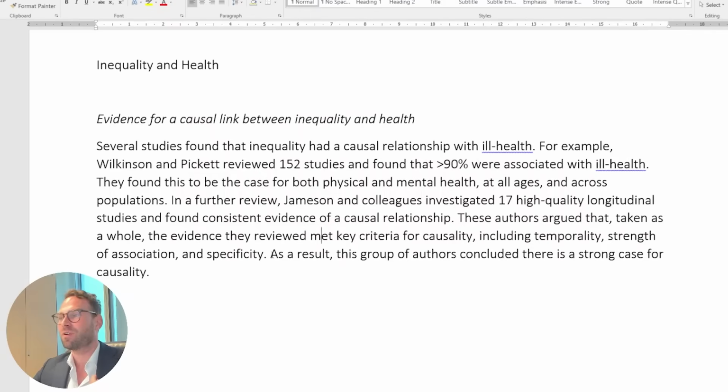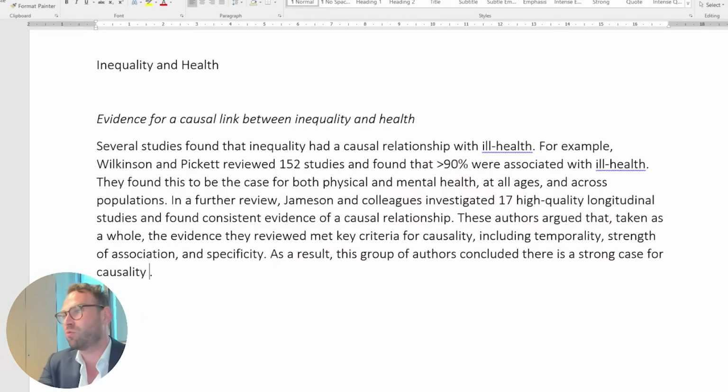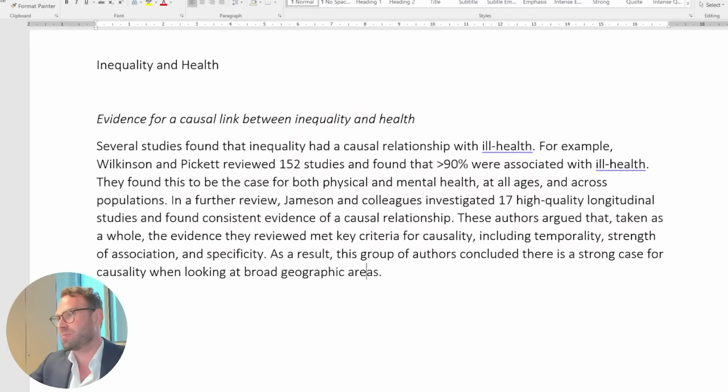Then finally, you're going to have a repeating or linking point, the R in PEER, which is, again, coming back to your conclusion that these authors concluded there's a strong case for causality. You may even refine your statement saying that for causality when looking at broad geographic areas. And I clearly can't spell. So this is the anatomy using PEER of what a good paragraph should look like, each paragraph making one clear point.